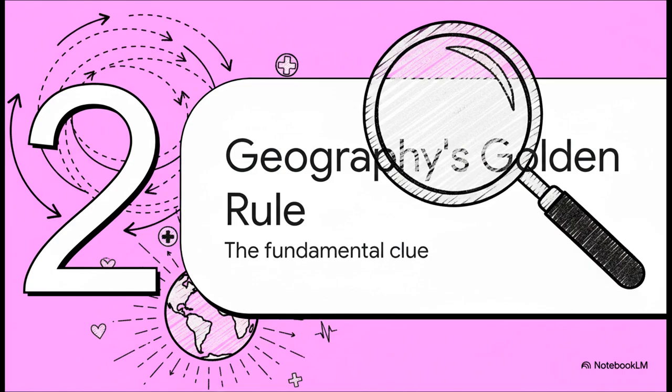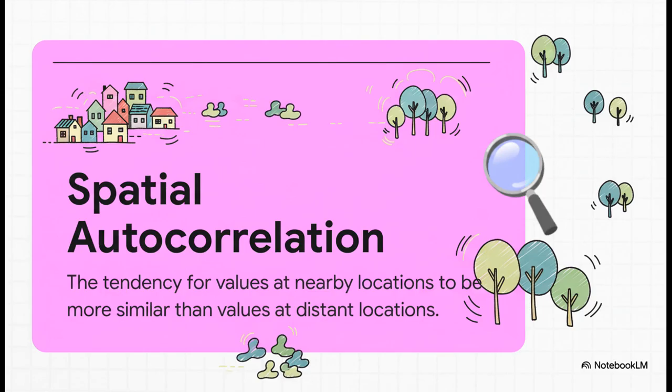And that guiding principle, well, it's the first major clue in our investigation. It's a concept that's so fundamental to all of this that some people call it the first law of geography. Honestly, it's the key that unlocks everything else we're going to talk about. And here it is, spatial autocorrelation. It's a pretty fancy term, but the idea behind it is actually super simple. Things that are close to each other tend to be more alike than things that are far apart.